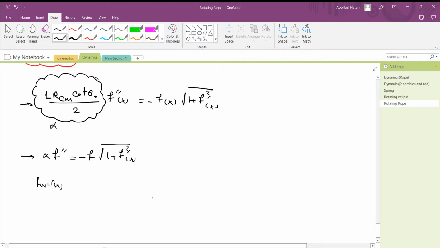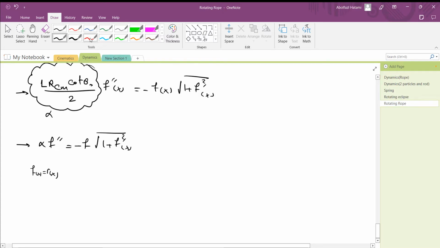But how should we actually calculate this differential equation? How can we solve this differential equation? There's another note which I want to tell you.